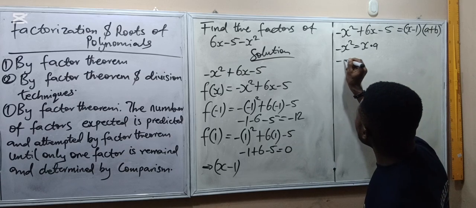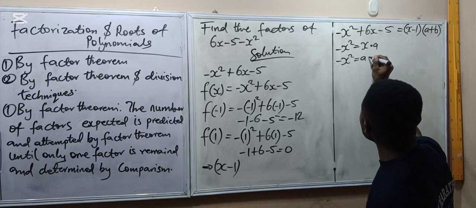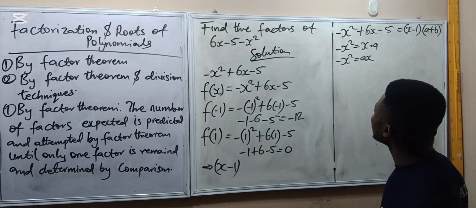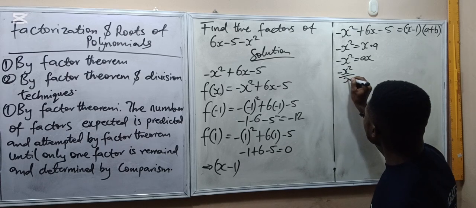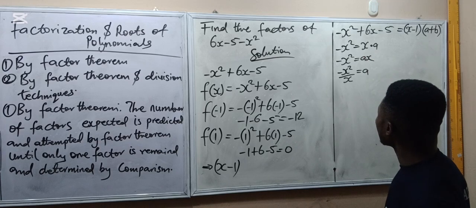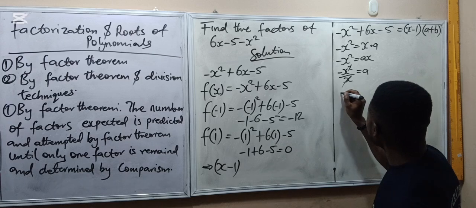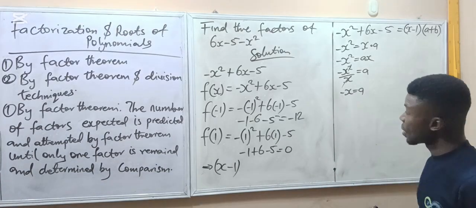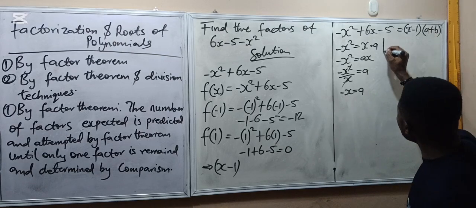Okay, let's keep it the way it is. We have that minus x squared is equal to ax. Now to bring this one this side, we divide both sides by x. So we have minus x squared over x is equal to a. When you divide this with x, this one cancels one of these. We have that minus x is equal to a. So we've gotten a. Now let's look for b.